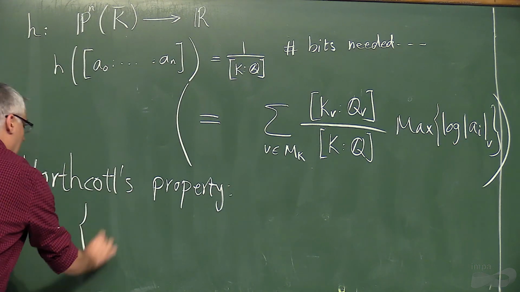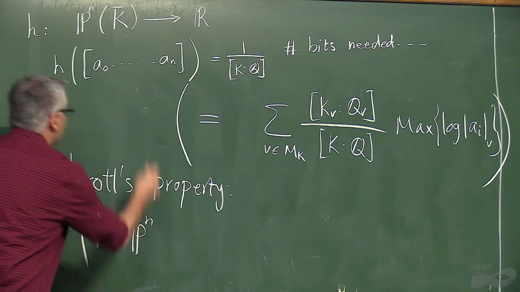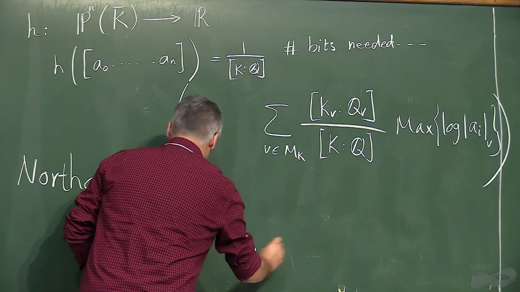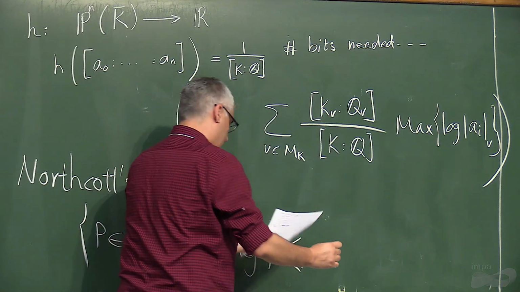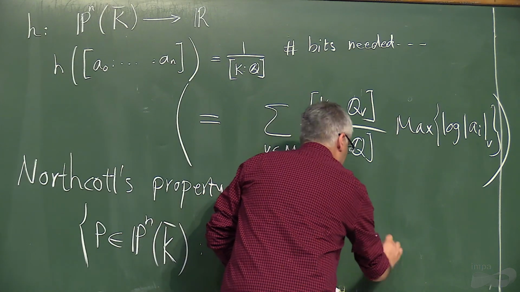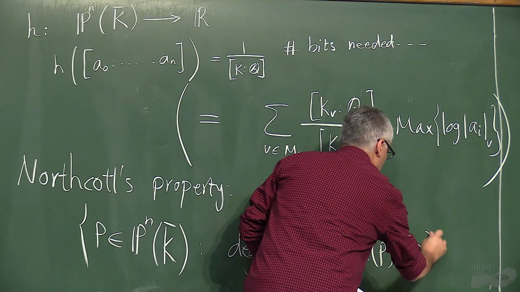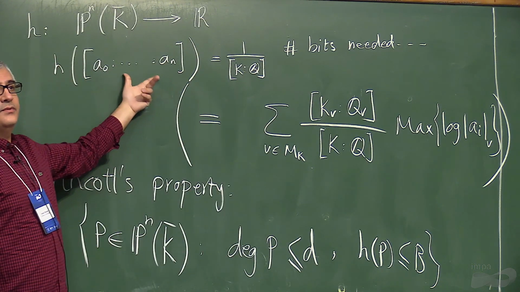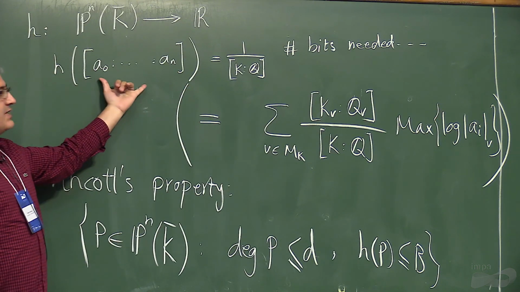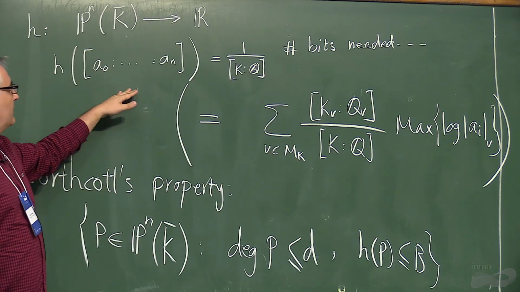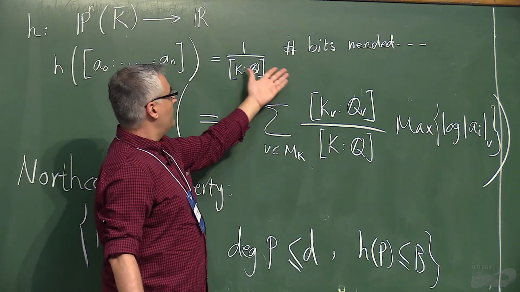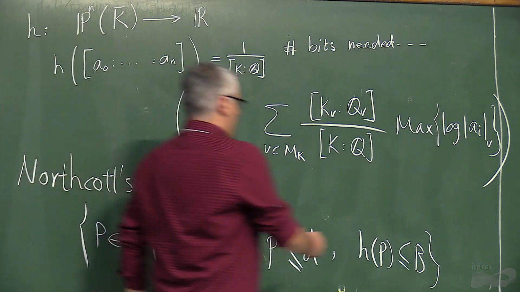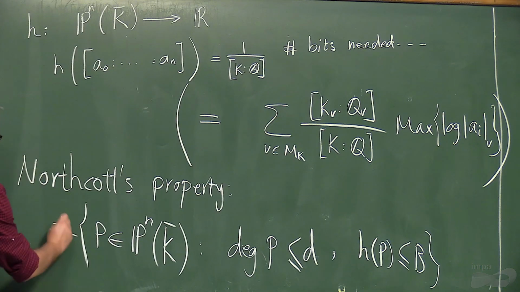which says, in this generality for now, if you bound the degree of the point by d, and the height of the point by some b. The degree of the point is, I guess, you look at the field generated by these numbers. That's a finite extension, and the degree of that field extension. If you bound the degree and you bound the height, which is the number of bits that's needed, then you have only finitely many choices. So it's a finiteness result. The size of this set is finite.